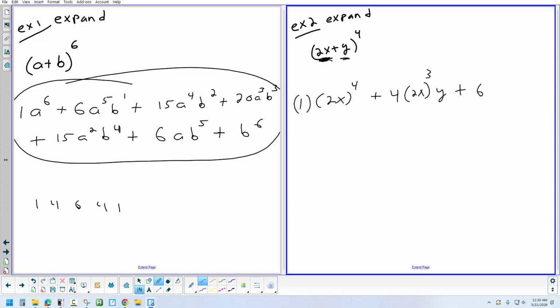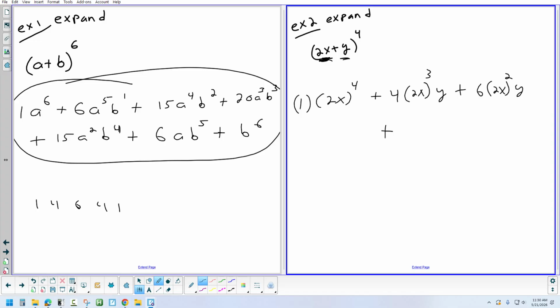Yeah, 2x squared and y squared. And remember, these two x's to powers, they all have to be done out. Okay, so we're not doing them out right now. We're just trying to get them written. Then we'll do them out. Okay, so that's our third term.